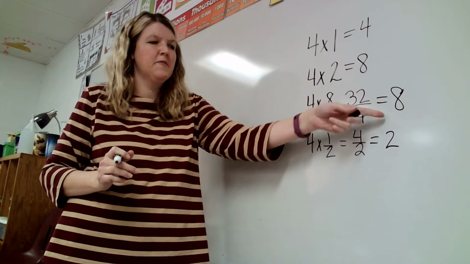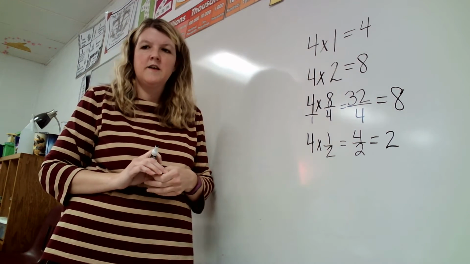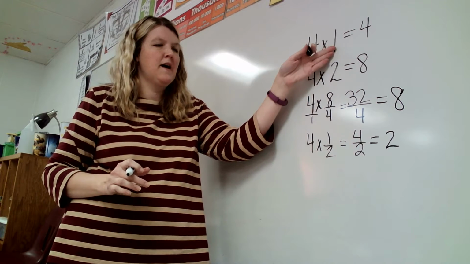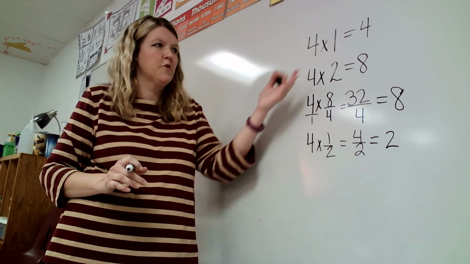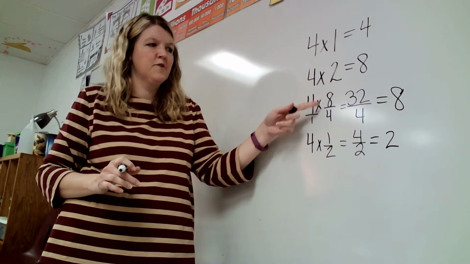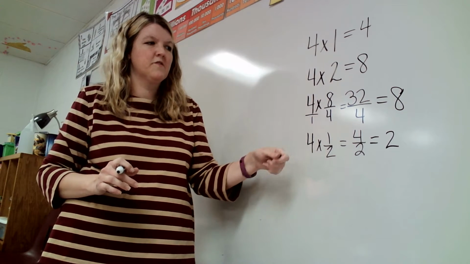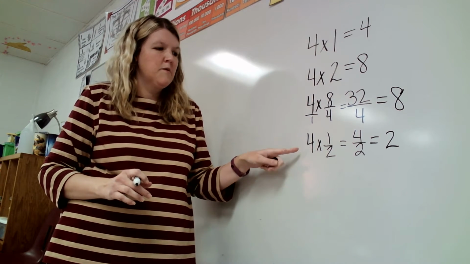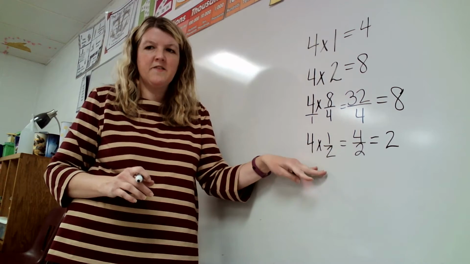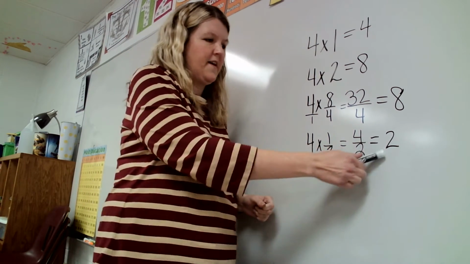Normally when we multiply, we think of our answer as getting bigger. And that's true when we multiply by a number that's greater than 1. Or, even if it's written as a fraction, 8/4 is greater than 1. But whenever we multiply by a fraction that's less than 1, then our answer becomes less than the other number.